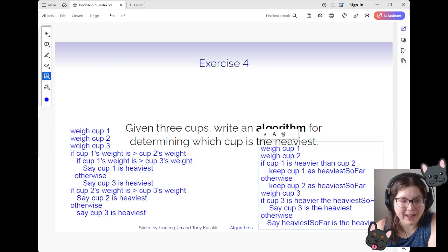But unlike the while statement, we just say if, then we evaluate this situation. If it's yes, we do whatever's indented. If it's no, we skip to the otherwise and we do what's indented under the otherwise.